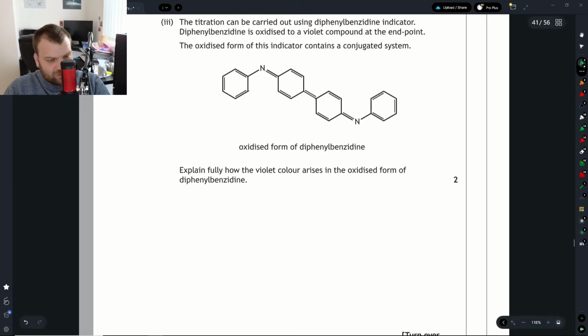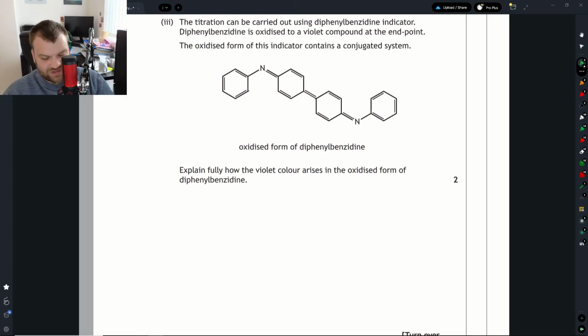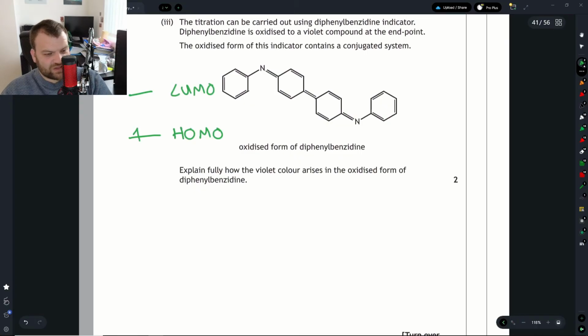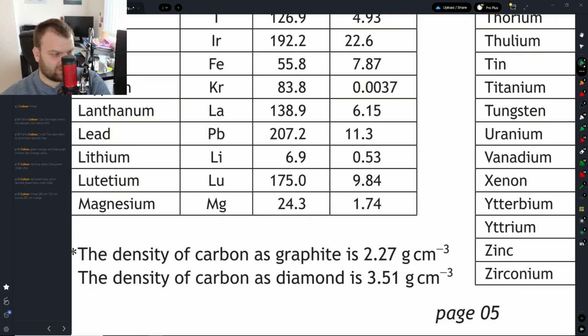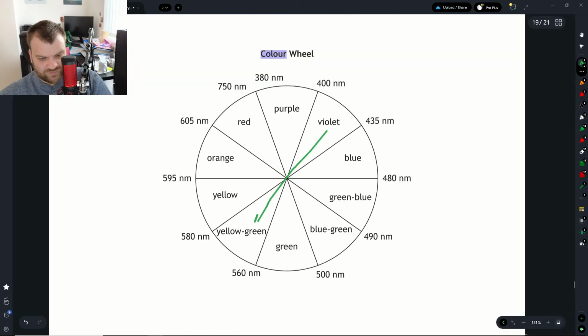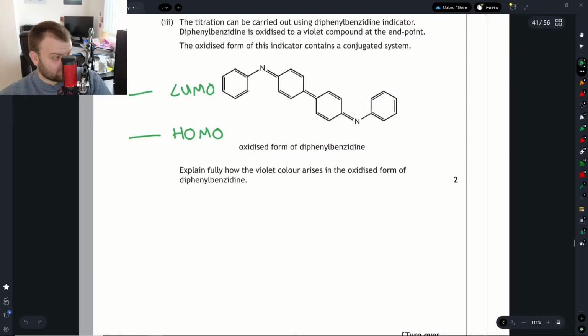Again, in this question, we're talking about a conjugated system. We have to be thinking about our HOMO and LUMO, our highest occupied molecular orbital and our lowest unoccupied molecular orbital. This would mean we'd have an electron in our HOMO, and that's going to be then promoted to our LUMO. If we see violet, that means that we're looking for the one that's opposite in the colour wheel. So for us to see violet, that means yellow green light must be absorbed, and that's what's then going to promote them up to the lowest unoccupied molecular orbital.